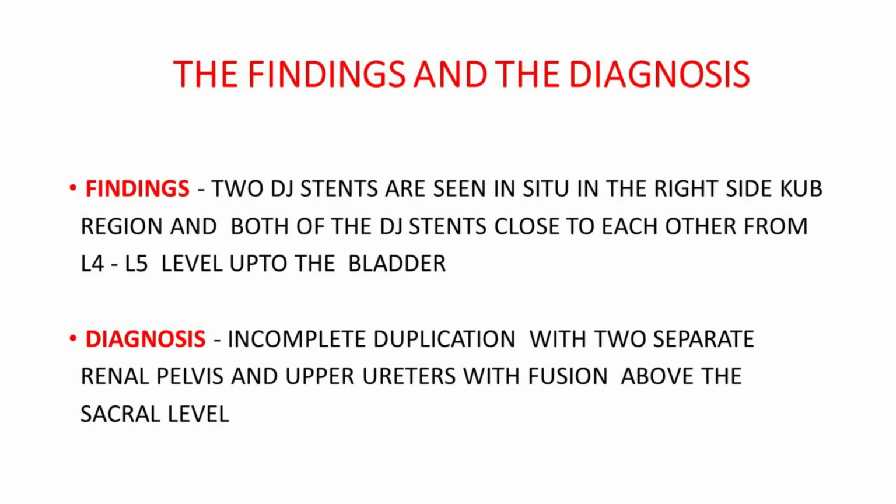Now we'll go to the third question, findings and the diagnosis. In this X-ray KUB, we can see two DJ stents being seen in situ in the right side KUB region, and both of the DJ stents appear very close to each other from L4 to L5 level, and it was almost close up to the bladder. So the diagnosis is incomplete duplication with two separate renal pelvis and two upper ureters with fusion above the sacral level. That's the right answer.